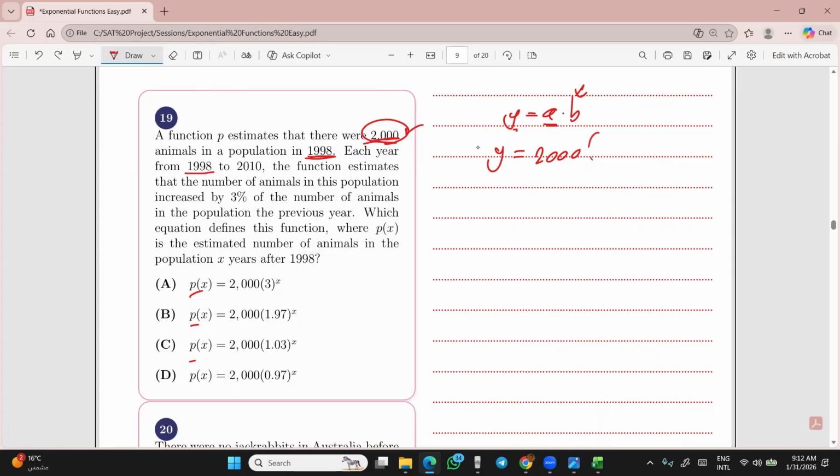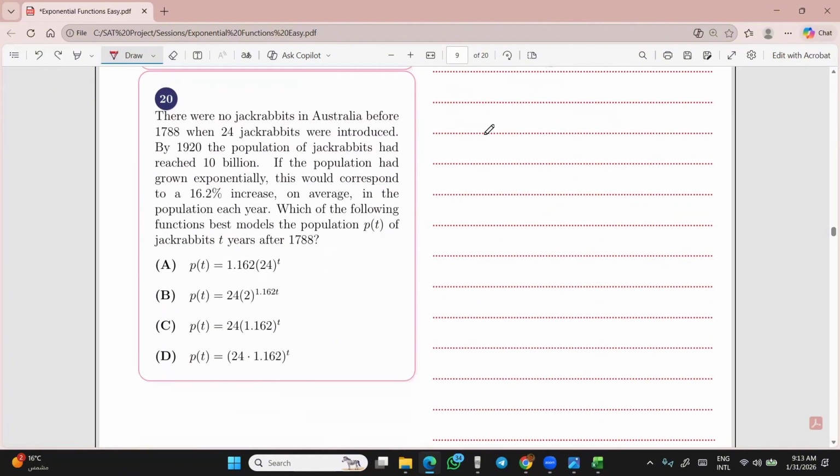So we need to work with the number that comes inside the parentheses. And this is always associated with increasing or decreasing. Increased by 3%, 1 plus 3%. Of course, we write x here. 1 plus 3% means 1.03, to the power of x, and we have 2000 out here, which means the answer is letter C. What if I change this word and make it decreased by? It will be 1 minus 3%, and in that case, the answer would be this one. But now in question number 19, the answer is C.